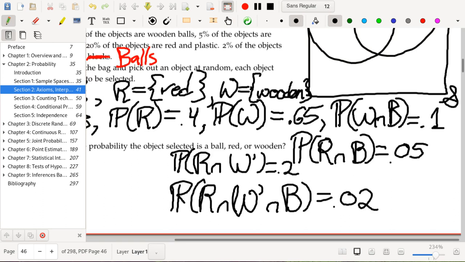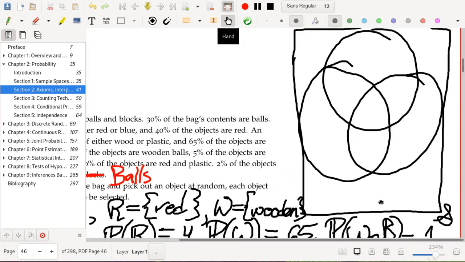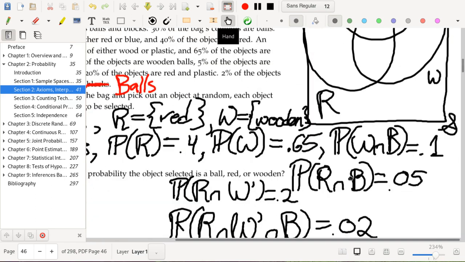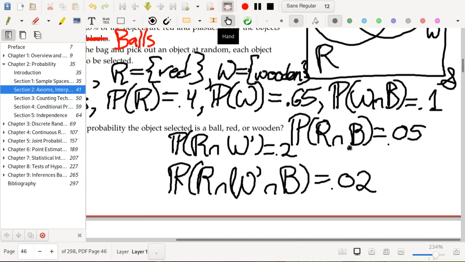So we need to start filling out this chart. We're going to have red here, balls here, and wooden objects over here. I always recommend starting out with the smallest region first, so the greatest intersection. Start out with that and then fill outwards. So in this case, the smallest region is red plastic balls.